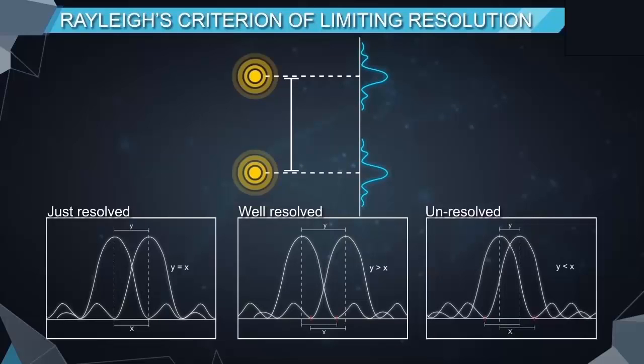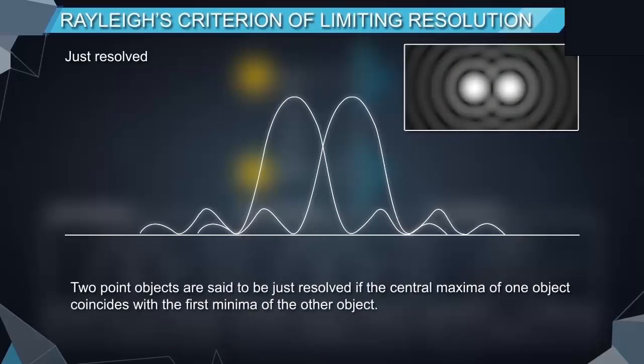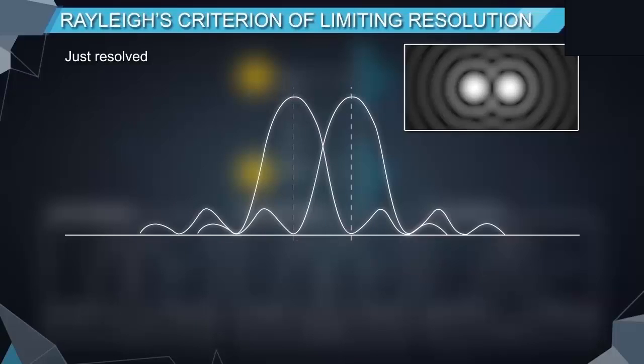According to Rayleigh's criterion, first criterion: two-point objects are said to be just resolved if the central maxima of one object coincides with the first minima of the other object. In this condition, the distance between the central maxima of these objects, y, will be equal to the distance between the central maxima and its first minima, x. Therefore, if y is equal to x, the points are said to be just resolved.